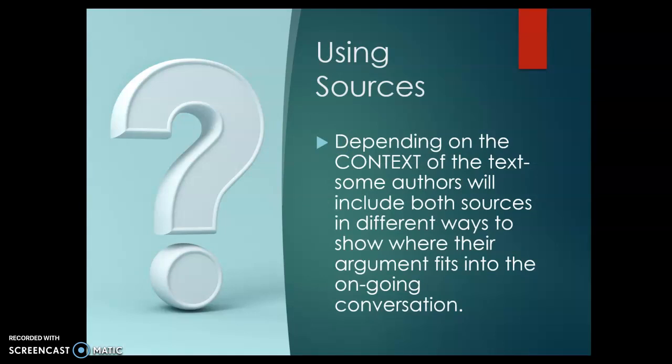Depending on the context of the topic and what you're studying, some authors include both sources in different ways to show where their argument fits into the ongoing conversation. This is really important, and it reflects the dynamic nature of academic conversation, recognizing that there are oppositional viewpoints that exist. All sides of the argument are often incorporated into research to show where the claims you are making fit into those that already exist, how they differ from arguments that have already been made, how they're similar, all of those different pieces. And so that's where context is important.